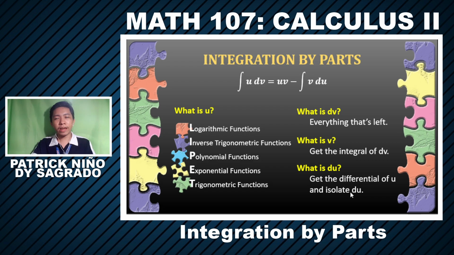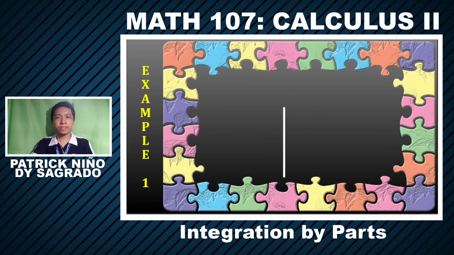So you may be asking, how do we apply all of this knowledge? Let's try it out with our first example. Our first example here is the integral of x cosine x dx. As you can see here, our equation is like this. You can't really solve it immediately with basic integral rules. So let's first determine our parts.